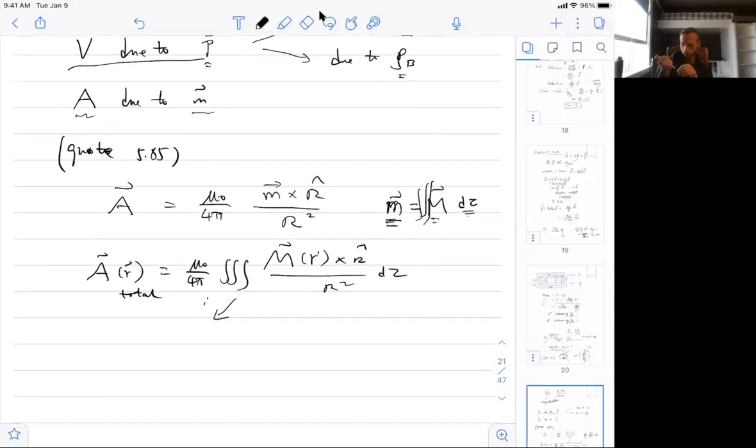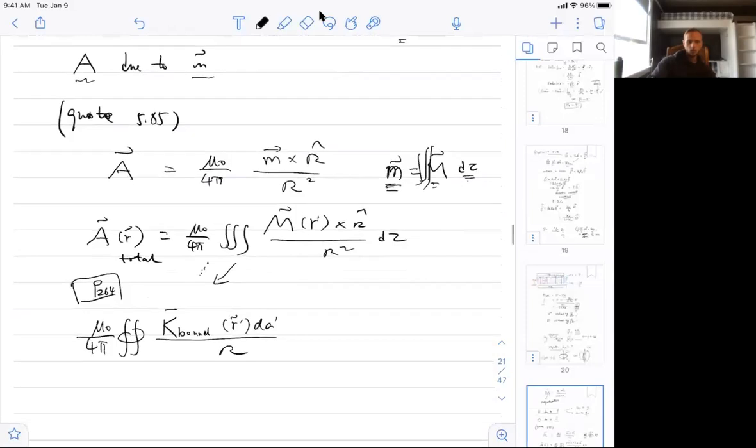After some math, you can look at page 264 in your textbook for the proof. After you do this manipulation, A can be rewritten into two parts. The first part is due to a surface current, which we call the bound current. The second part, you probably will guess what it is. Surface current, now it's volume current, right? It is J bound.